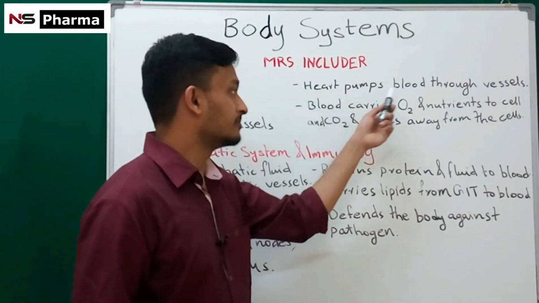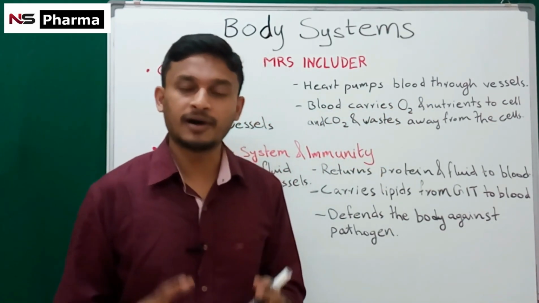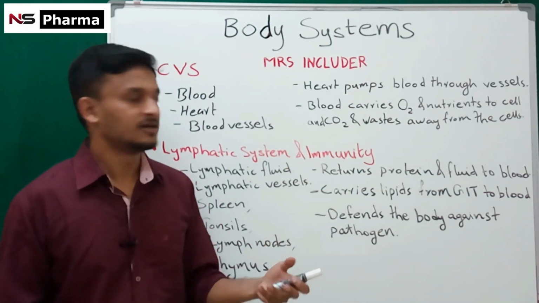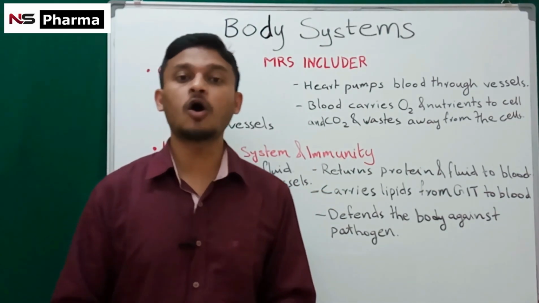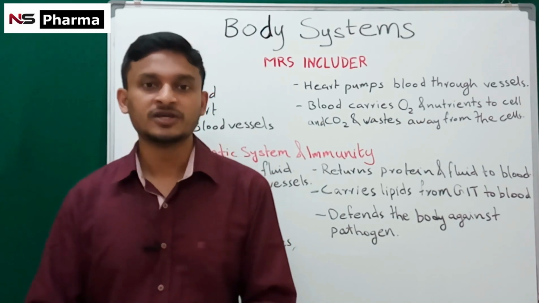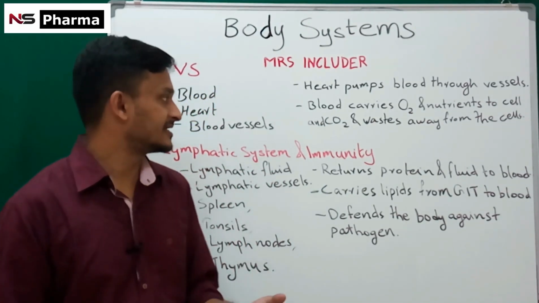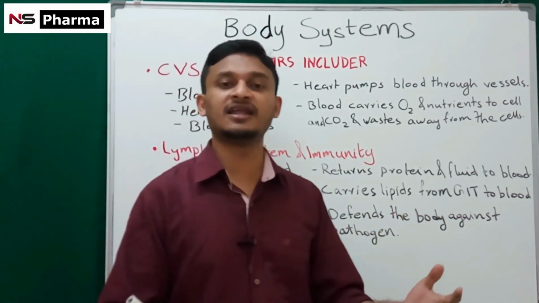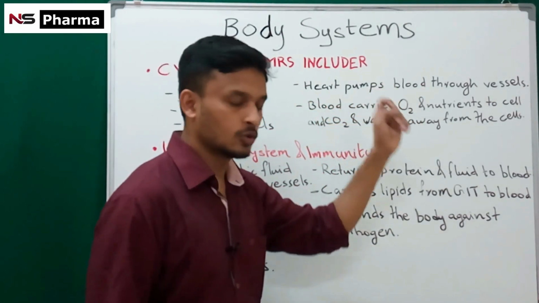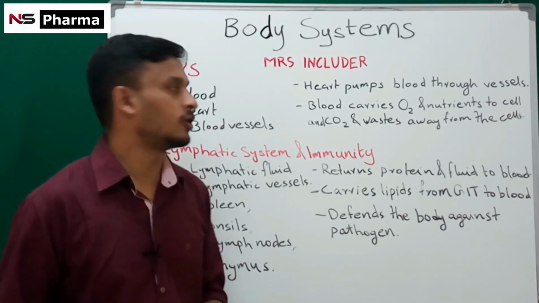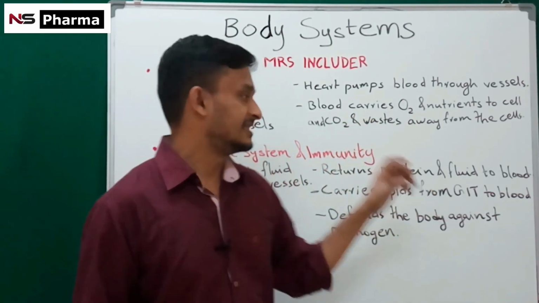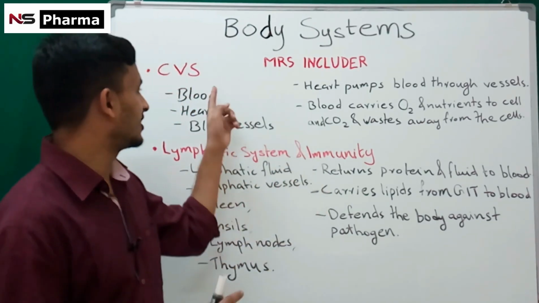Main function, heart pumps blood through the vessels. Heart pumps the blood into the total body parts. Next function is blood carries oxygen and nutrients to the cells. This oxygen is from the inhaled air. And it also carries carbon dioxide and waste material away from the cells. So the two different functions: heart pumps blood through different blood vessels to the whole body, then blood carries oxygen and nutrients to the cells and carbon dioxide and waste away from the cells. These are the main functions of the cardiovascular system.